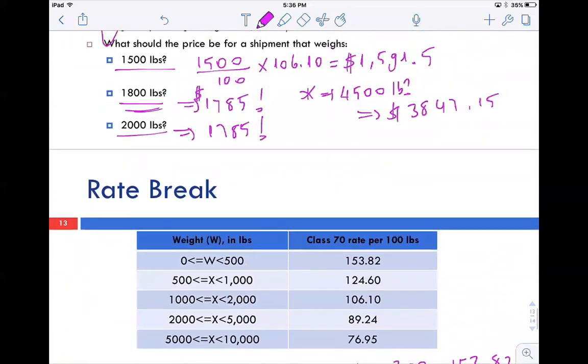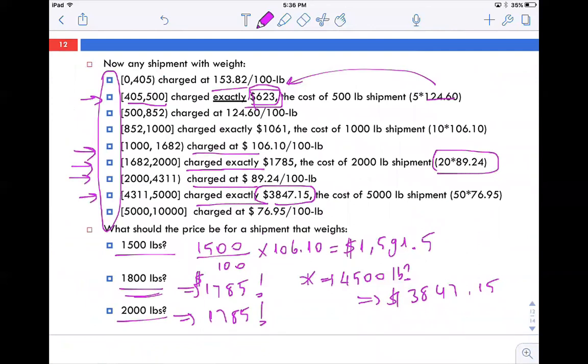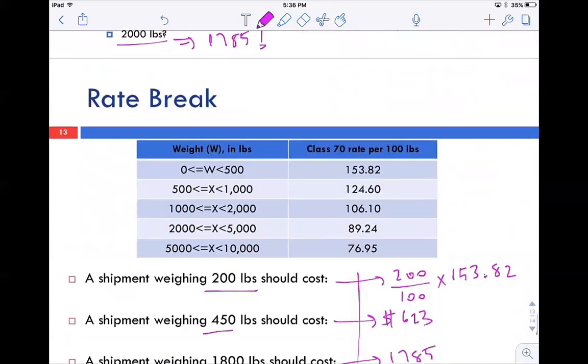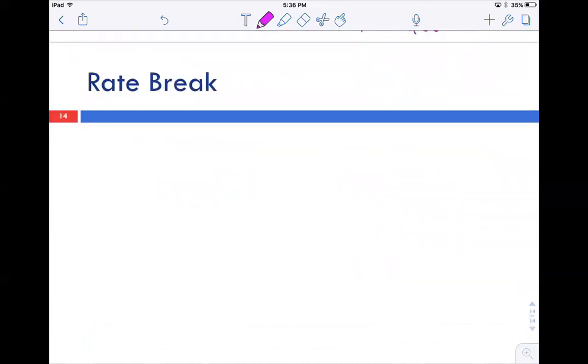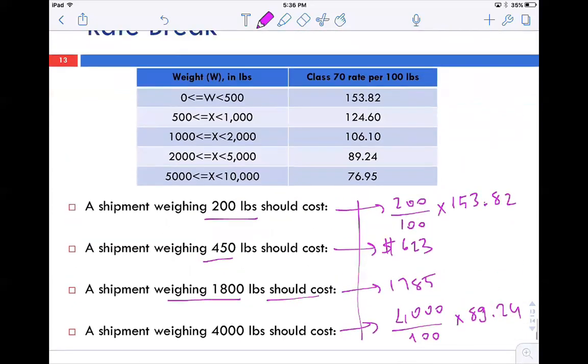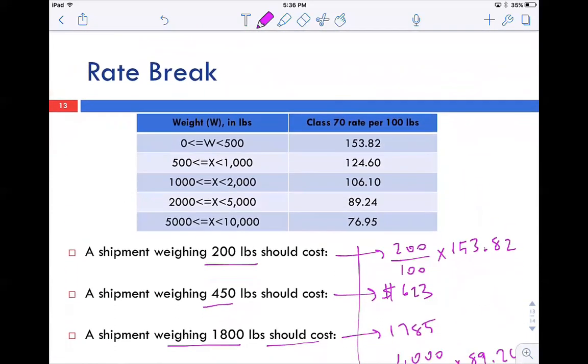4,000. 4,000 goes into this category. It has to be charged at $89.24. All right, this should be your total cost. Okay, so in summary, being able to find rate breaks in each price interval is very important to estimate the total cost, and it's going to be very useful when you put your plan together for your transportation. Thank you.